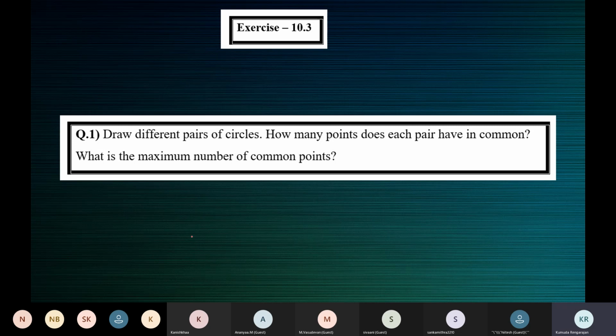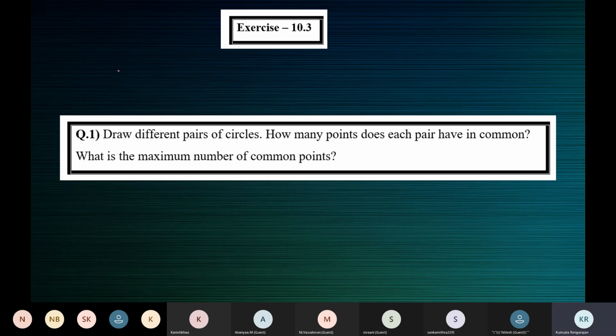You shouldn't draw congruent circles, children. You should not draw a circle and draw one over it, because then there are infinitely many points in common. If you draw a circle of radius 5 and another circle of radius 5, they have infinitely many points in common. No, we are talking about two different circles.